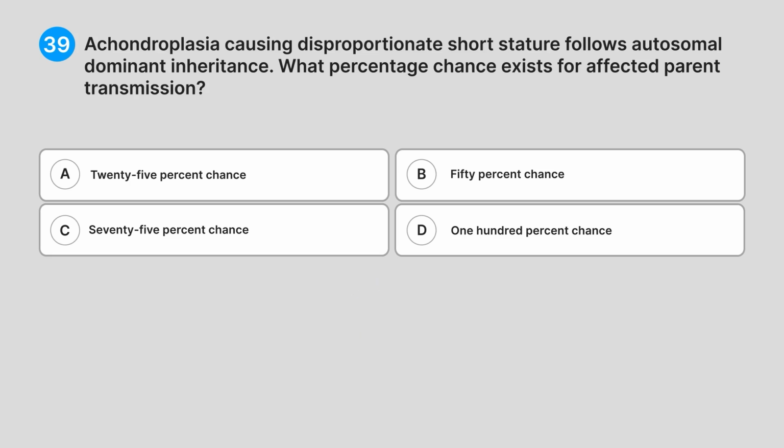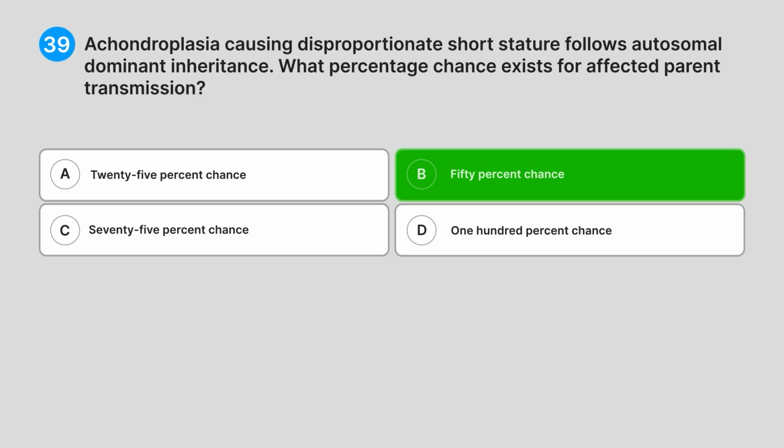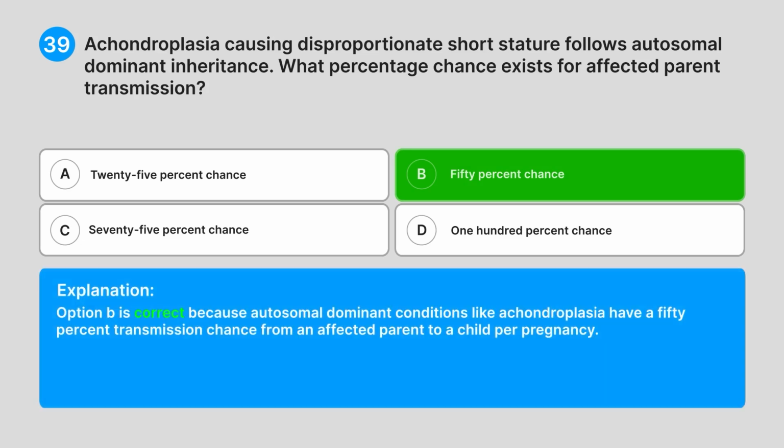Correct answer, B. 50% chance. Explanation. Option B is correct because autosomal dominant conditions like achondroplasia have a 50% transmission chance from an affected parent to a child per pregnancy.